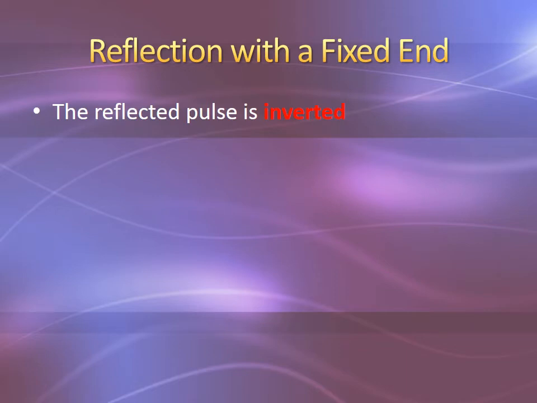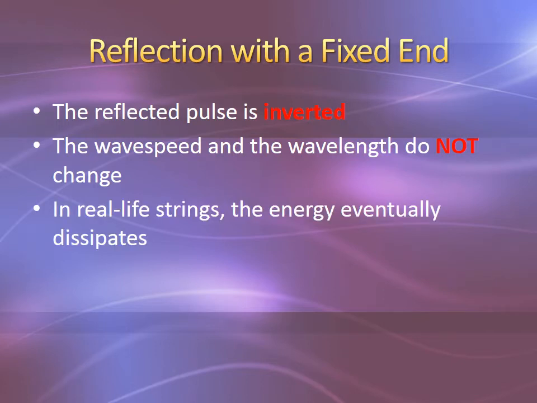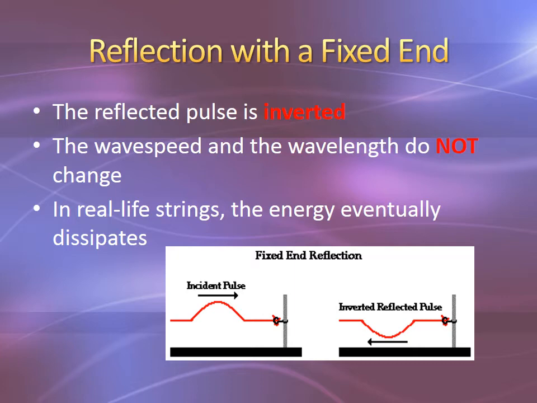So, the reflected pulse is inverted. That means it's the same shape but upside down. We're going to pretend like this is a perfect world where we don't really get any energy lost to the pole in this particular case. The wave speed and the wavelength do not change when it's reflected. In real life strings, yes, the energy eventually dissipates. All right, so you might see that in a question, but mathematically and graphically, we're usually going to stick with the fact that it's the same. So you can see in this picture the incident pulse is above the string and the inverted reflected pulse is now below the string.